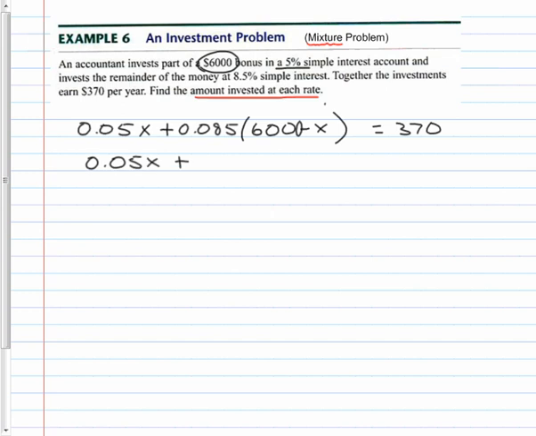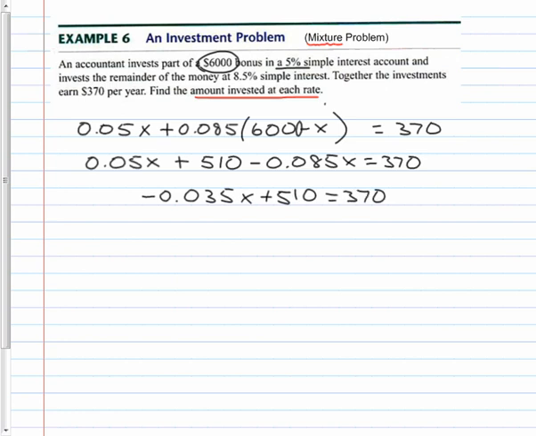0.05x plus, I need to distribute here. What's 0.085 times 6,000? 510 minus 0.085x must equal my 370. So if we put our x terms together, what do we get? Negative 0.035x plus 510. So we will subtract our 510 next. Negative 140. And then we can divide by our negative 0.035.